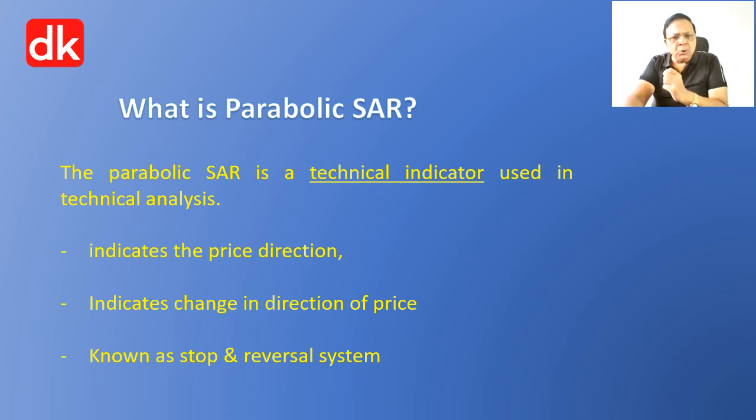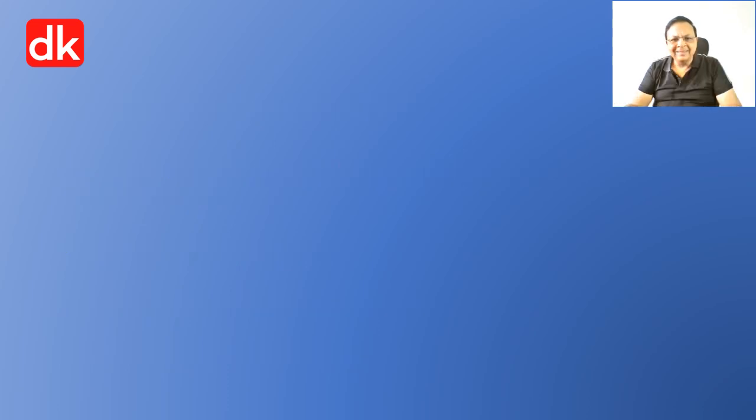So friends, it is very important to understand that this system, known as the stop and reversal system, can easily be used through a very simple interpretation in a trending market. However, if a market is sideways, this indicator is not at all useful and should never be used or trusted, because it will give many wrong signals during a sideways or range-bound market.